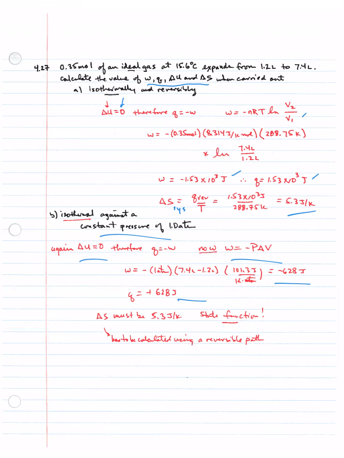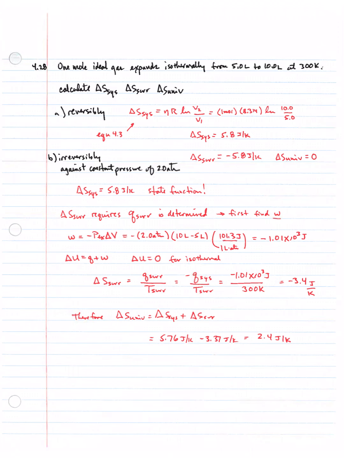Remember, an irreversible expansion is going to do less work, and it's going to take in less heat from the surroundings. However, the delta S must be the same because it's a state function. A delta S compares the final state to the initial state, and our path to that answer requires us to use the reversible conditions to get that value. So it has to be calculated using a reversible path. If you need to review that, that's in the beginning of chapter 4.